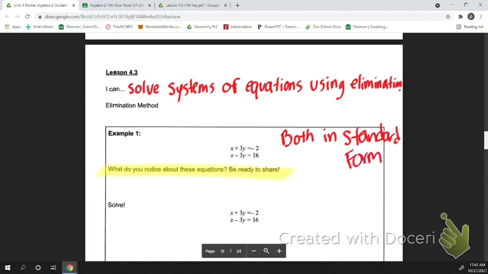What else do we notice? Chloe? There's a positive 3y and a negative 3y. Great. What else do you guys notice? Same slope. 1x, 1x. Okay. We have a positive 3y and a negative 3y. Anything else you notice? Our x's line up. Our y's line up. Our equal signs line up. And our constants line up. Everything lines up.